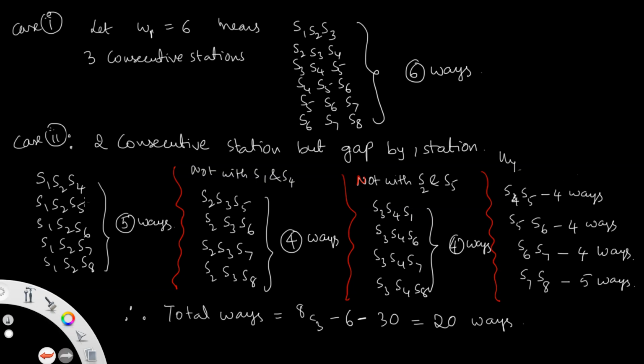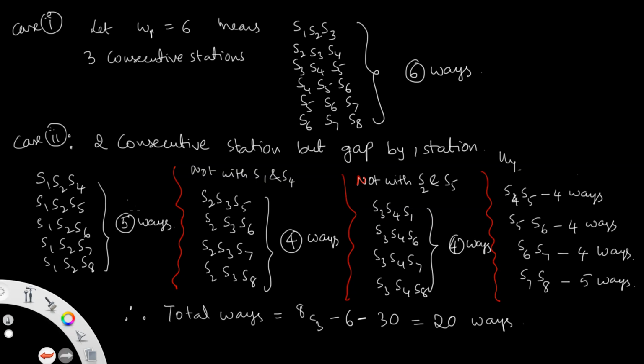Then you get the second case, the 2 consecutive stations but with a gap of 1 station, because no two of them should be consecutive. That is why we take 2 consecutive stations with a gap of 1 station. Then S1, S2, S3 is not allowed, because S1, S2, S3 is already 3 consecutive. That is why I take S1, S2, S4 and skip the S3 station. Why? Because it should not be consecutive; I take only 2 consecutive stations. So S1, S2, S4, S1, S2, S5, S1, S2, S6, S1, S2, S7, S1, S2, S8. These are all the possible cases.